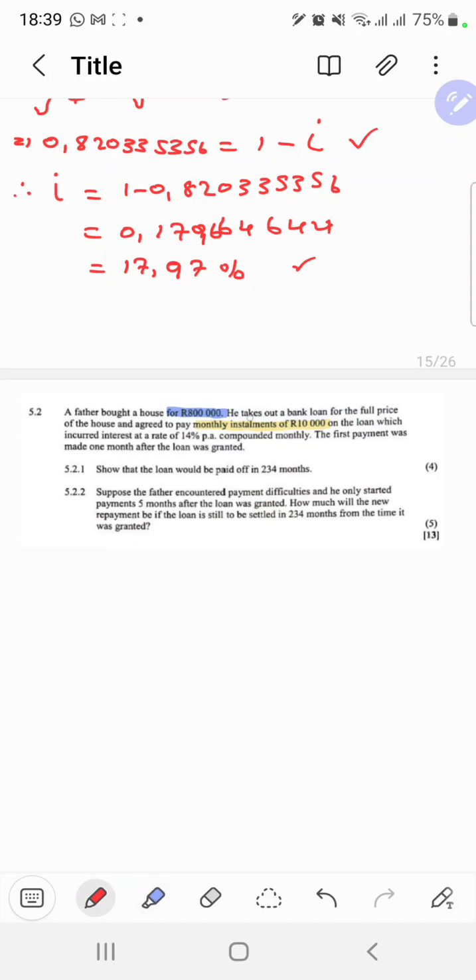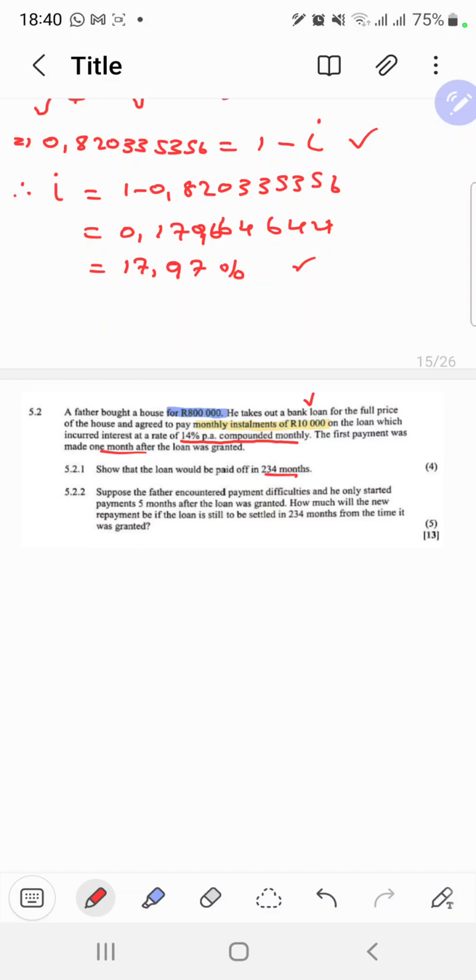And then, of course, he says now he takes out a bank loan. So this loan, he took this amount of 800,000, for the full price of the house, and agreed to pay monthly installments of 10,000 on the loan, which incurred interest of 14% per annum, compounded monthly. That is important. Now, the first payment was made 1 month after the loan was granted. Okay, now it says show that the loan would be paid off in exactly 234 months.